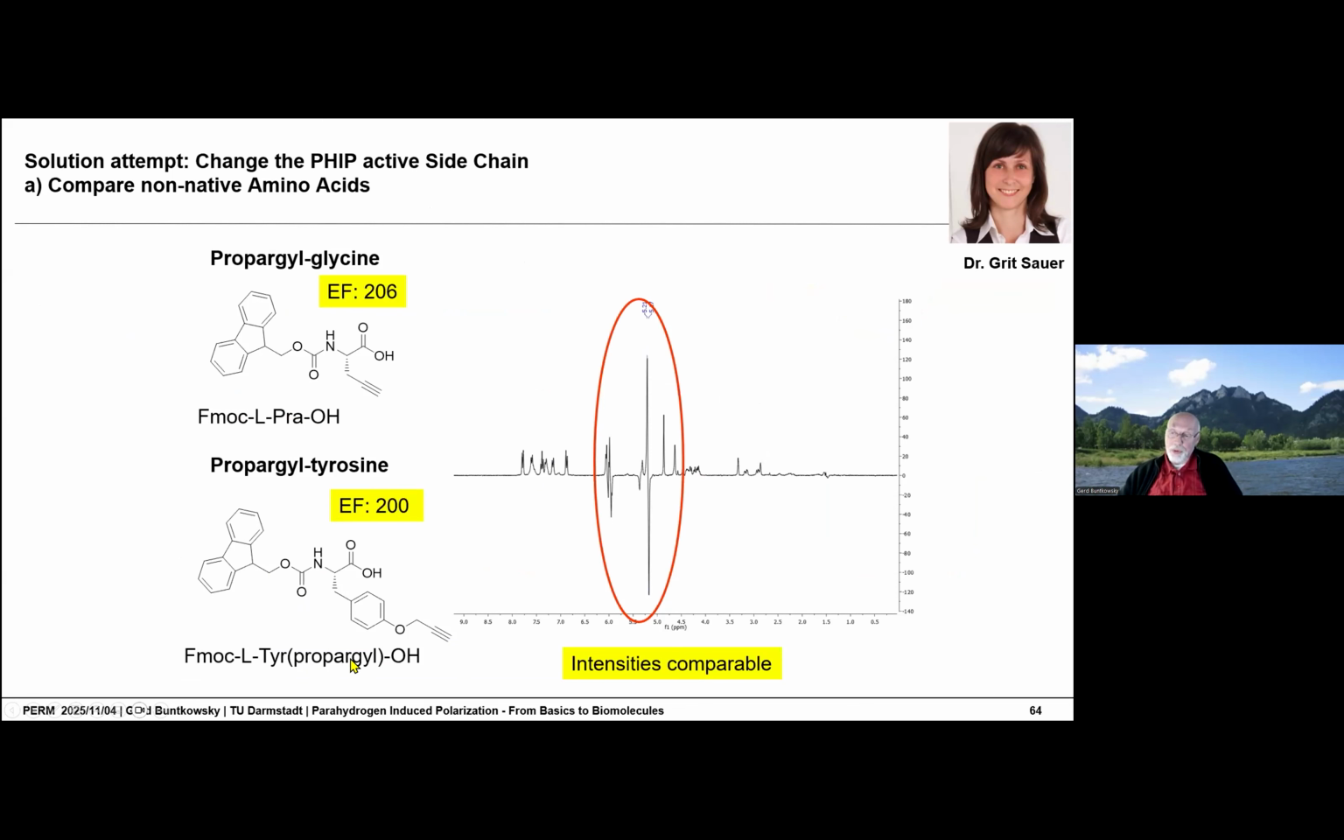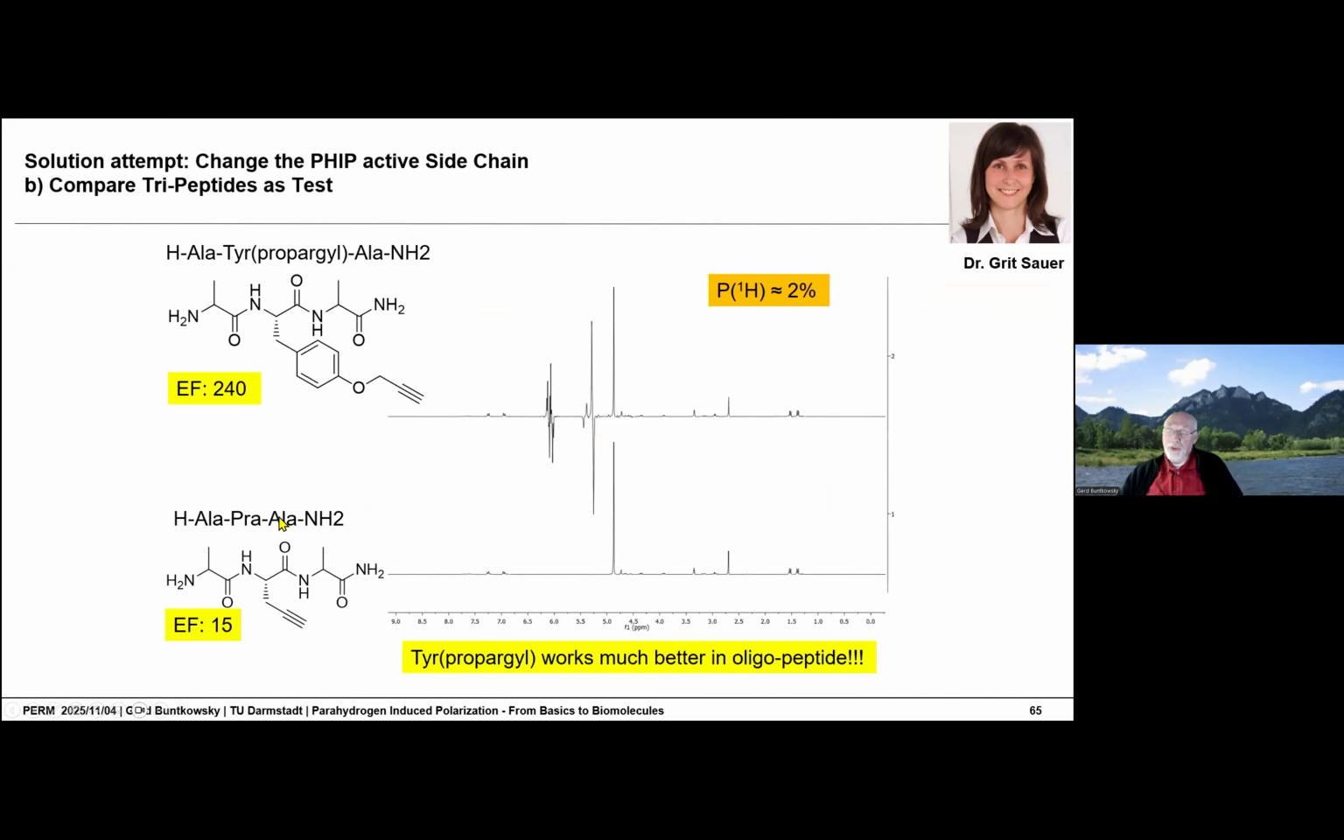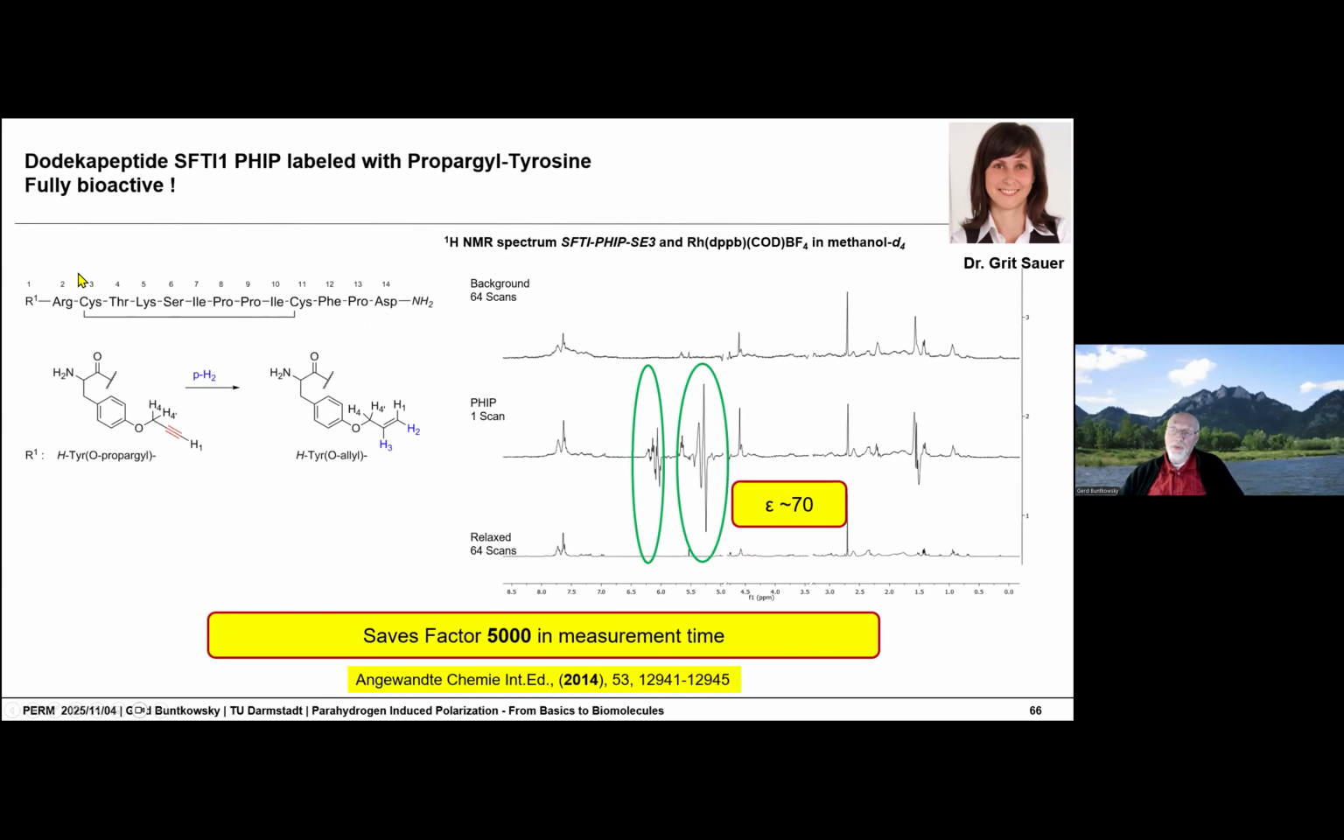we went to propyltyrosine, and there the amino acids you can hyperpolarize, but when you work with peptides, the propyltyrosine works much better than the propylglycine. And then we put it inside of the large peptides, SFTI1, and also there it worked.